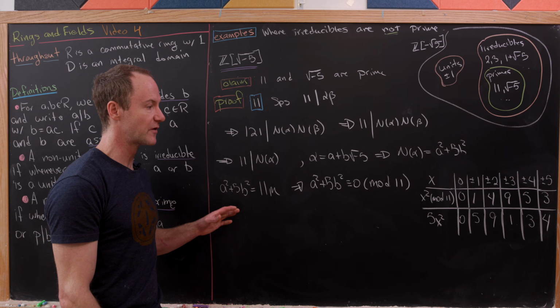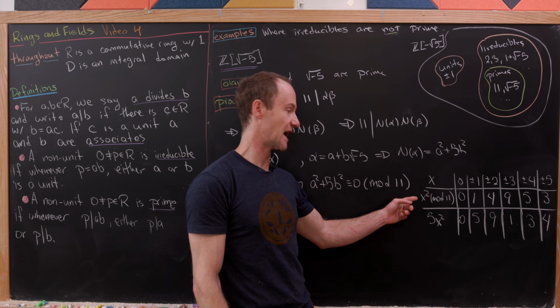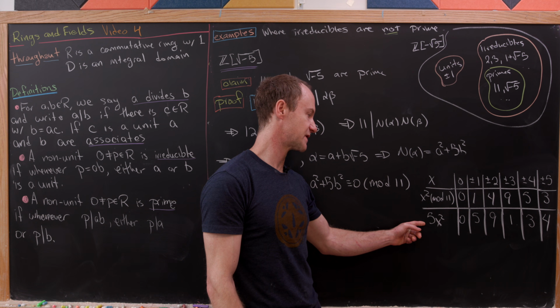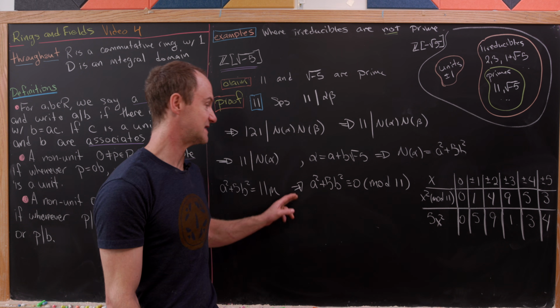Now we want to look for the ways that we can add something from this x squared row right here, and then something from this 5x squared row right here, to achieve 0.